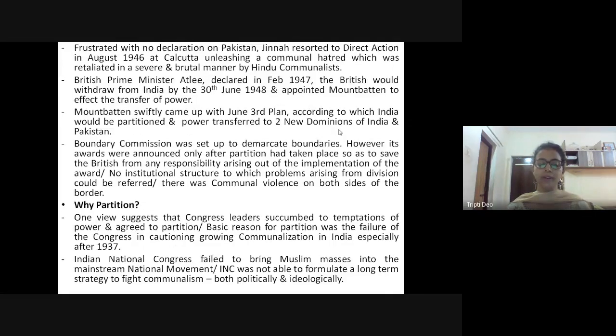However, there's still discussion on partition. Many histories have been written on partition. Many books have been written on partition. Why did partition happen? What was the need of partition? Who is to be blamed? Who is not to be blamed? All of that. So maybe we'll have another lecture on that some other day.